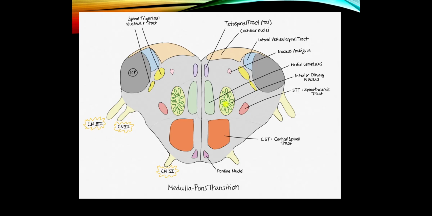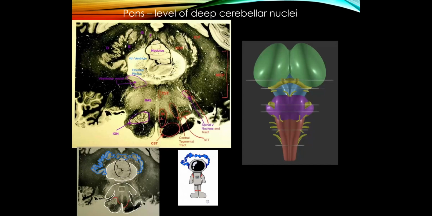All right, so on the previous slide I didn't point out, but we can still see the inferior olivary nucleus, so we'll talk more about that in the lecture on the cerebellum.